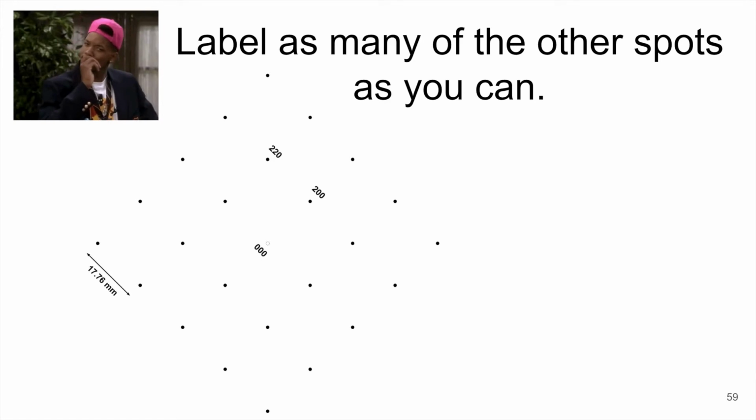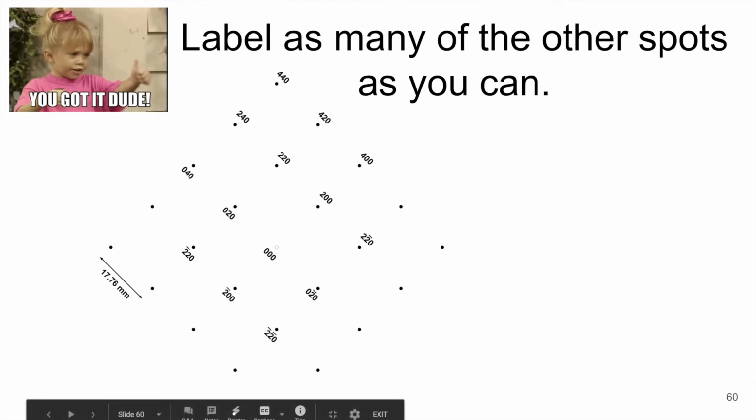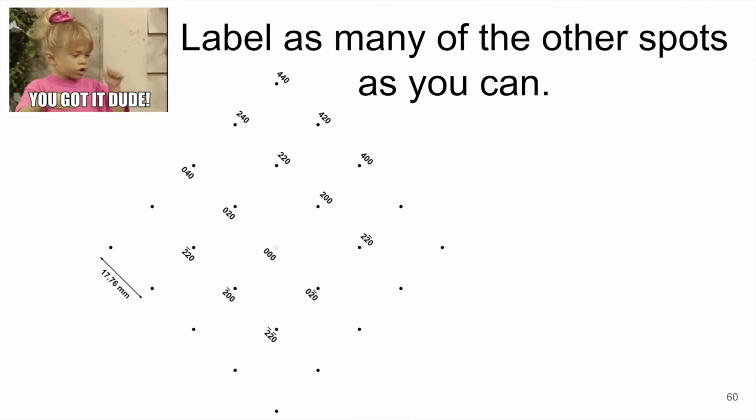All right. So now that you've had a chance to go through and label as many as you can on this diagram, let's look at what I've got for you here. I didn't label every single one, but you can extrapolate what the rest are. So I gave you the 220 and the 200.